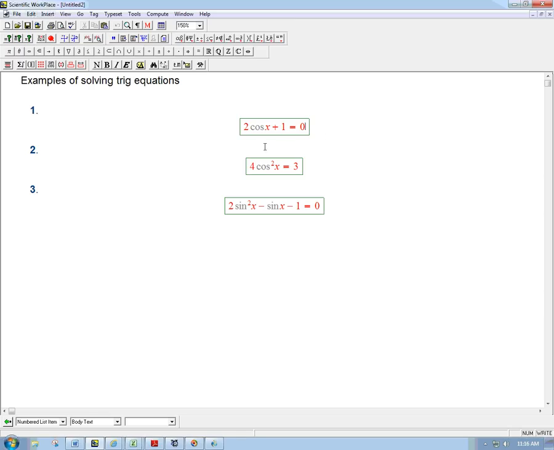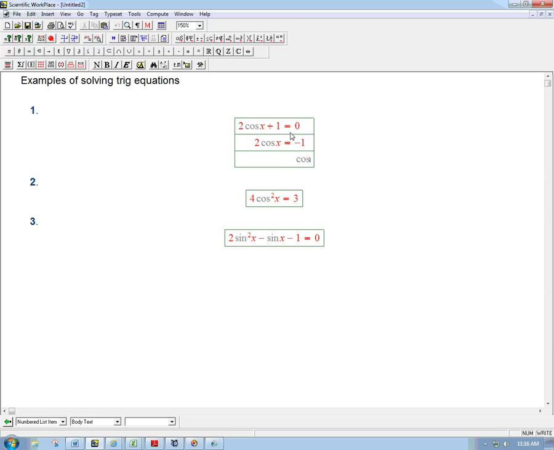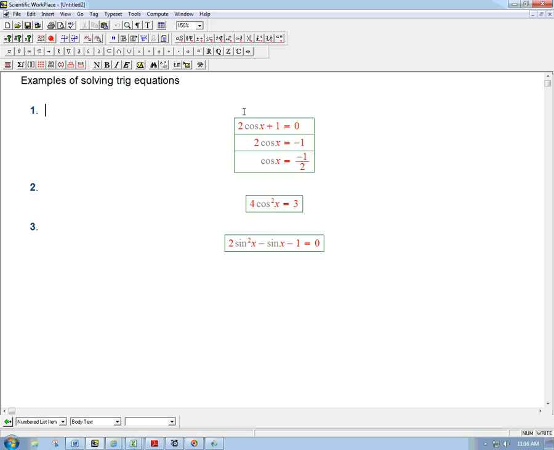Well, the main task in the simpler trig equations is just to isolate the trig function first and then see what happens. So we're just going to get 2 cosine x equals minus 1, cosine x equals minus 1 half. Now, it kind of depends on the instructions here. Let's make the instructions explicit: find all solutions of this equation. And the "all" is really important. That's a very common instruction.